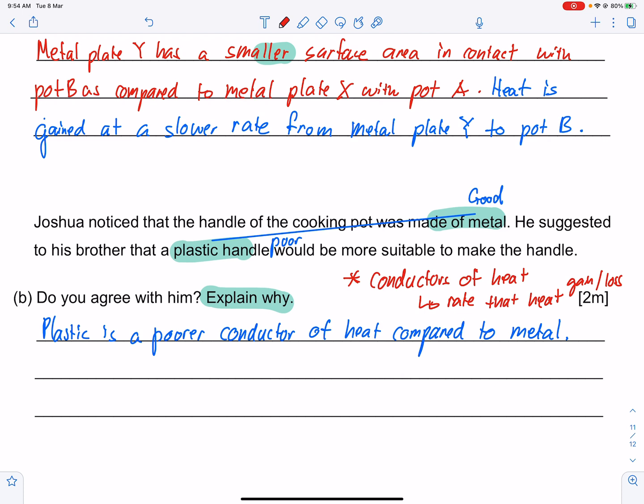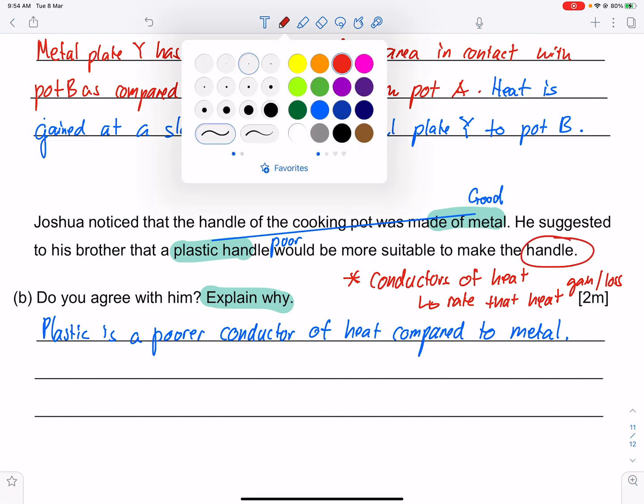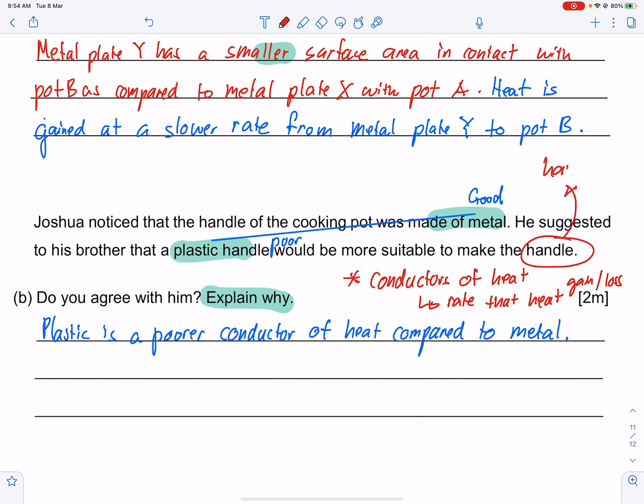But don't forget, the question is that why do you want to make the handle? Who is touching the handle? The hand is touching the handle. So the reason why you want a poor conductor is so that your hand does not get burnt. So you will also have to say that heat will also be conducted at a slower rate, okay, to the user's hand. So the user's hand will not be burnt. So that point needs to be there. Okay? Alright, so that is very important.